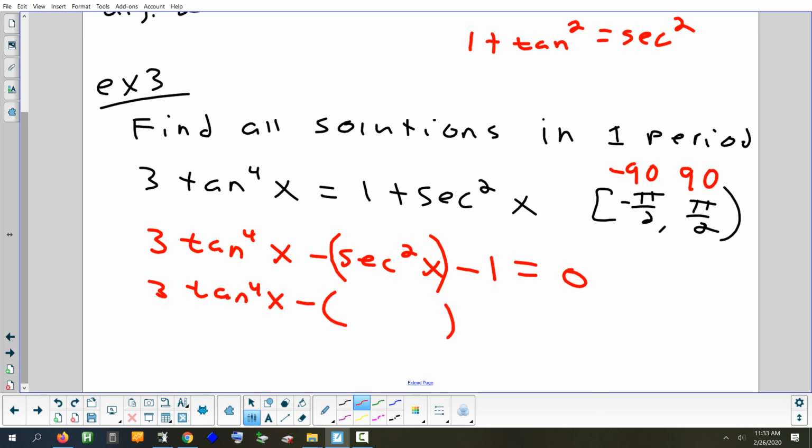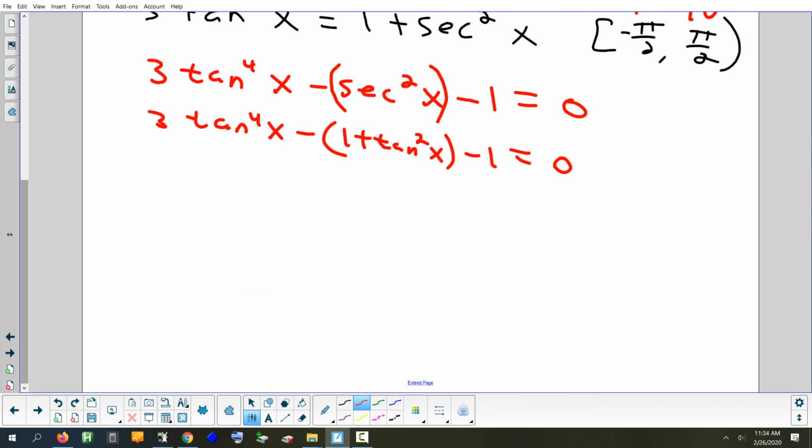Now you're going to have some like terms. You could do this all at once, but let's do it in 2 steps. Secant squared is 1 plus tan squared. Everything else I copied down, except for secant squared, I changed it. Caleb, what do I have to do with this negative?